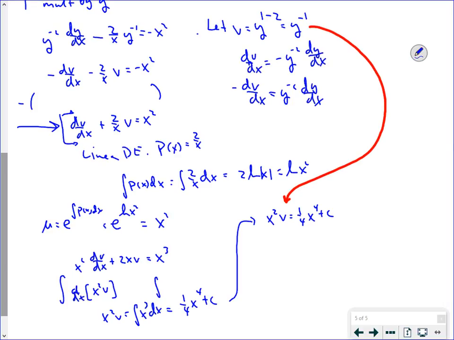V is 1 over y. So substitute back in, and I think we can actually solve for y in this case. Multiply both sides by y. Let's divide through. We're going to get x squared over 1/4 x to the 4th plus c equals y. So multiply both sides by y, and then divide by that 1/4 x to the 4th plus c.